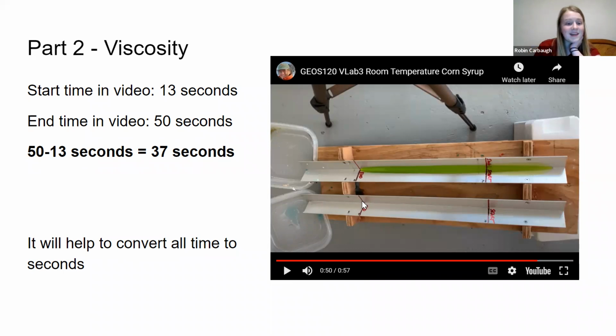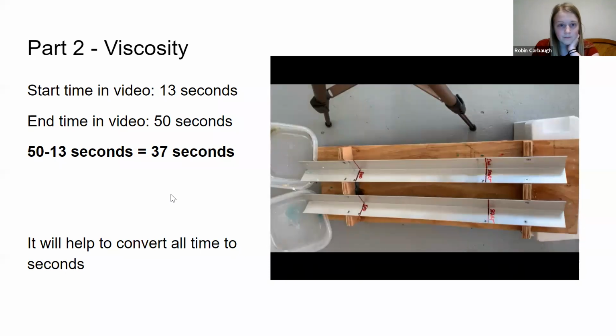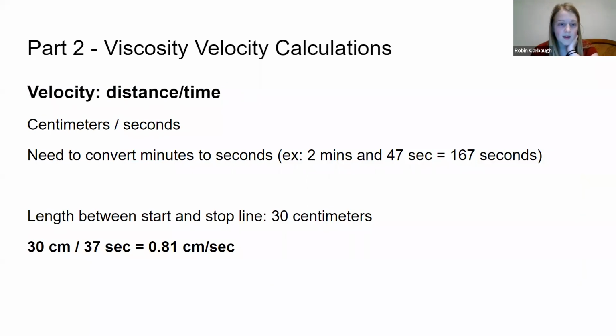And then it's going to be easiest if you convert all of your time to seconds, which is irrelevant for this one, but some of them will take a few minutes. And then for the next part, we're going to need everything in seconds. So if you just want to convert everything now, that'll save you a step. So once you find all of your times, we can calculate velocities from it.